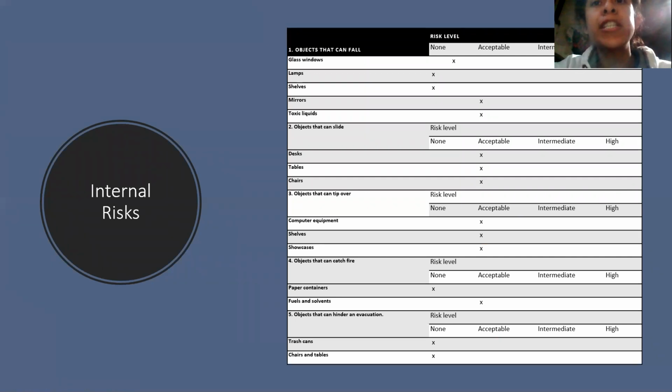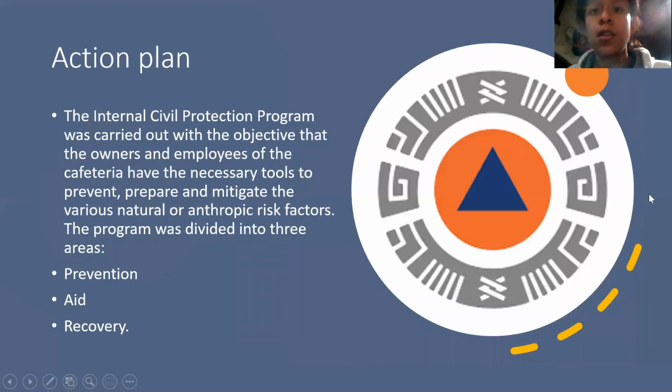An internal risk analysis was also carried out, where objects that could fall, slide, and catch fire were observed. The objective of the analysis is to identify all the risks and threats to which the personnel are exposed in order to prepare the action plan. The next phase is the action plan.